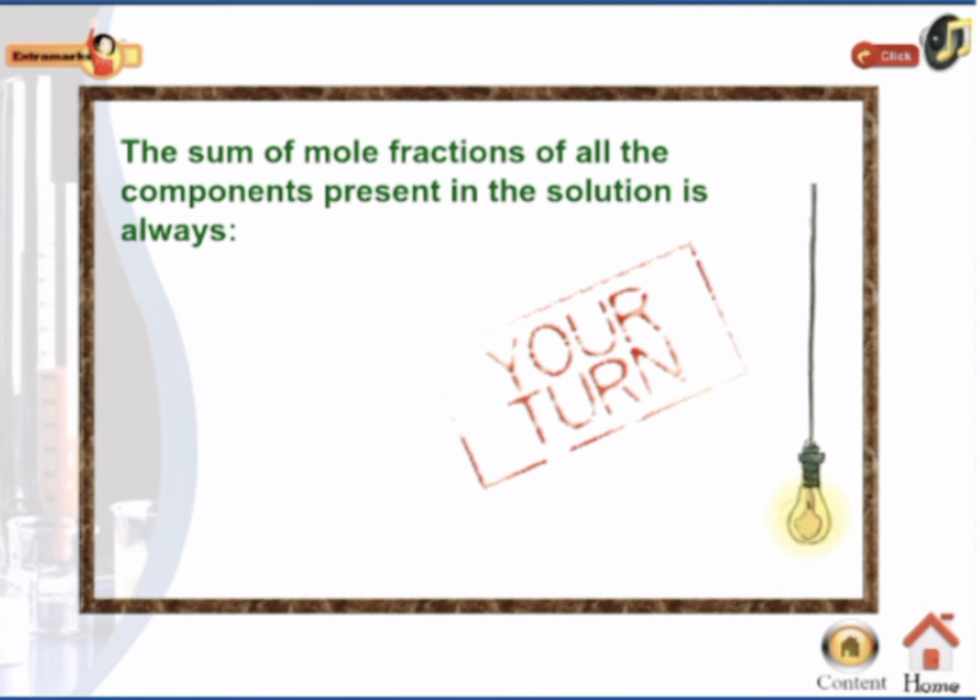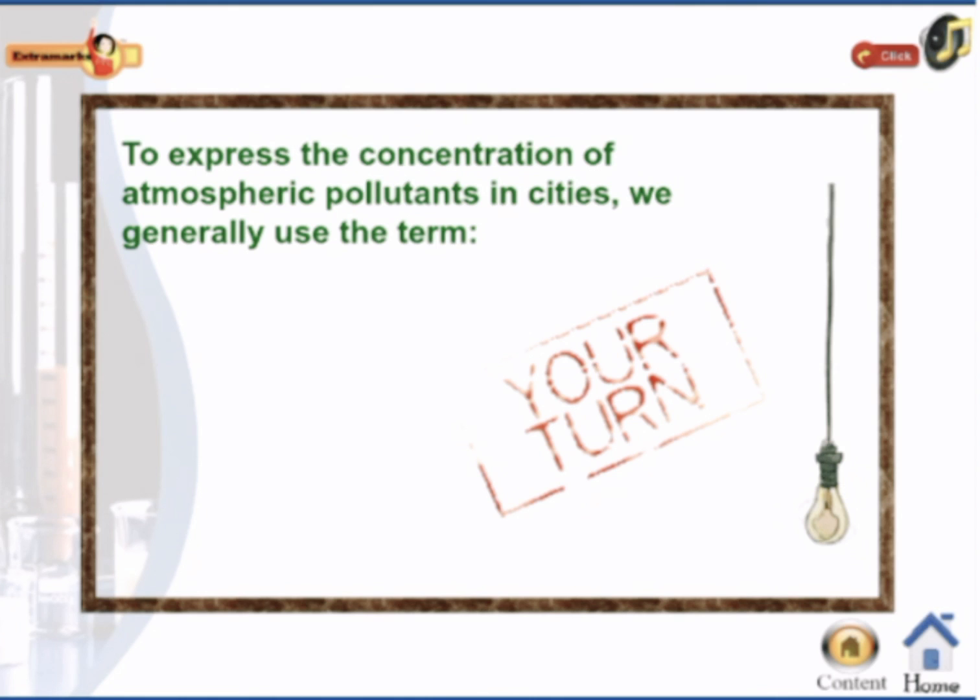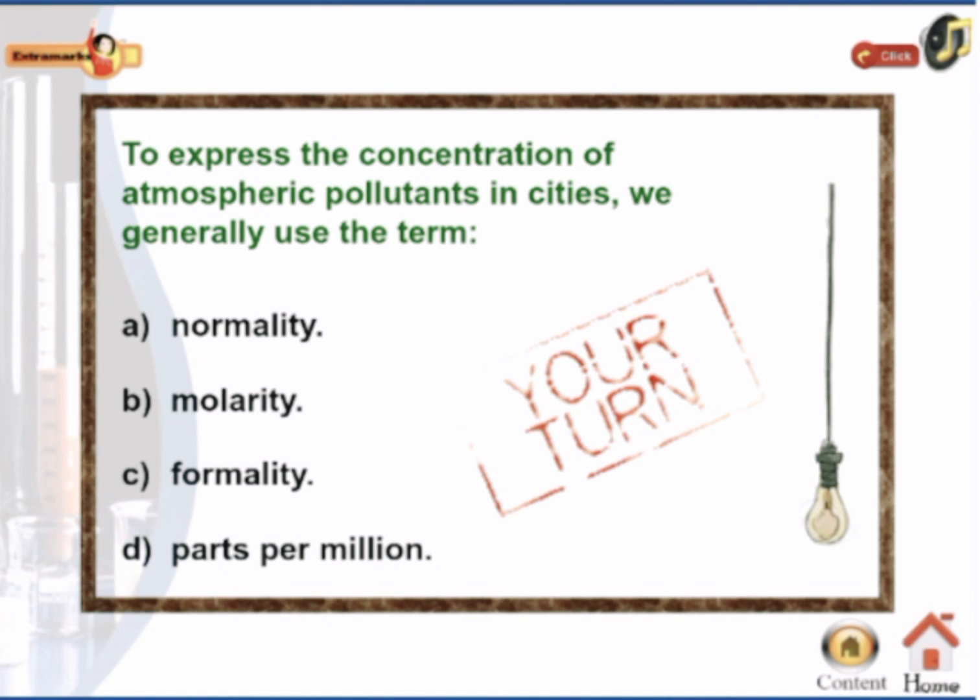Complete the following. The sum of mole fractions of all the components present in the solution is always, the options are A. 1, B. 2, C. 3, D. 4. Identify the term generally used to express the concentration of atmospheric pollutants in cities. The options are A. Normality, B. Molarity, C. Formality, D. Parts per million.